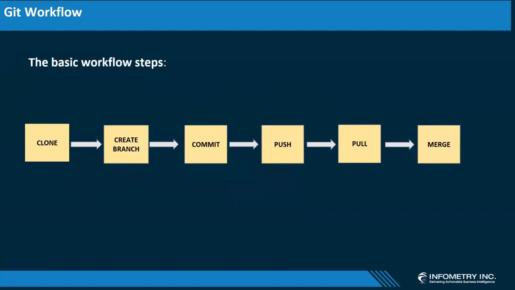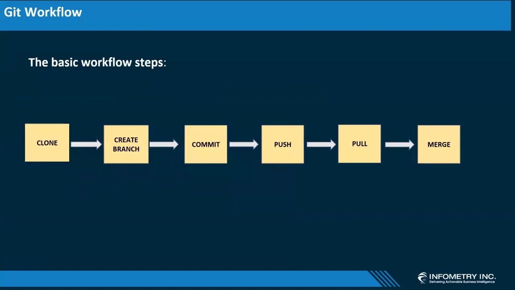Welcome to the Git Workflow Overview. Let's dive right in. Clone the repository. If you're starting a project or contributing to an existing one, you will first need to clone the repository to your local machine. This step gives you a full copy of the entire project, including its history.